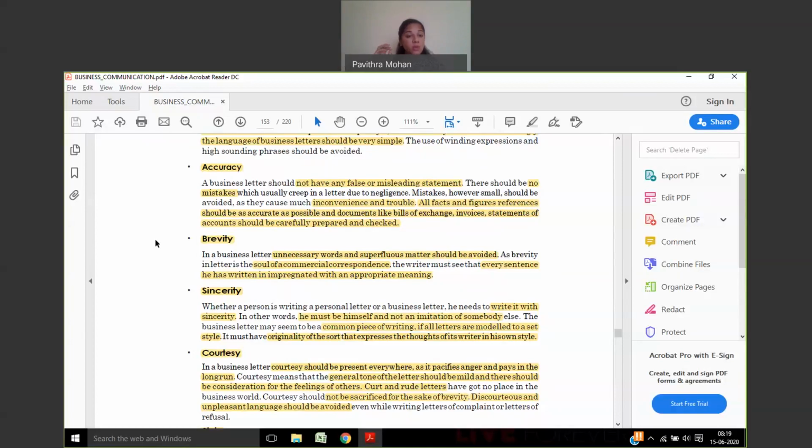So we have to be very clear and precise as to what information we are providing. Before sending the information, kindly ensure you cross check all of it, that is your bills of exchange, invoices, and statements of accounts. Whatever you're sending across from your end, kindly ensure all the information is checked once.